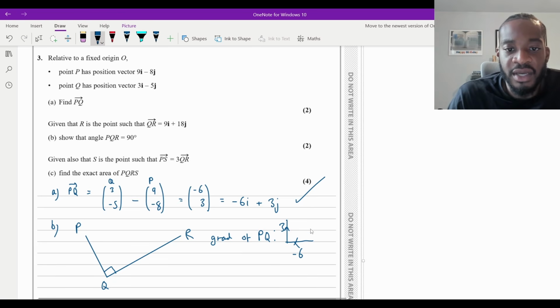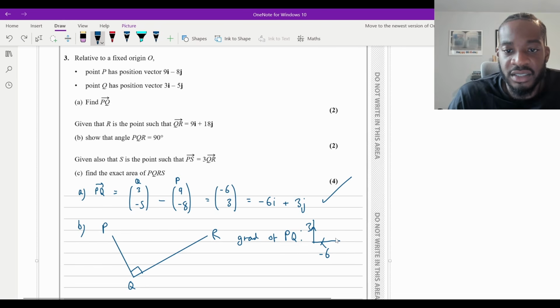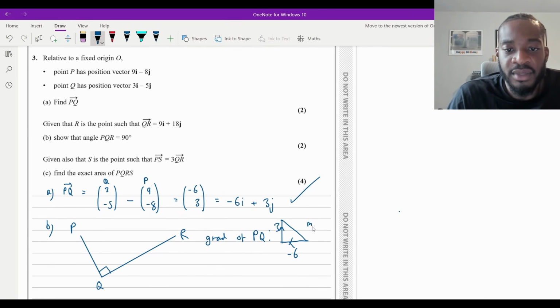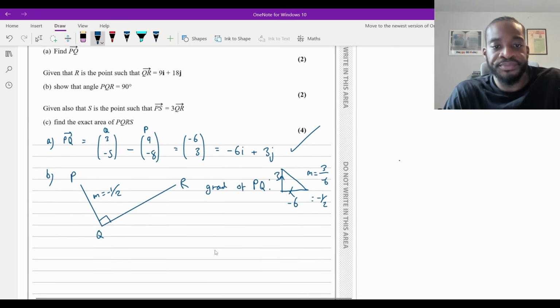So the gradient for this one here, this is PQ. 1 second, guys. Like that. That's better. So the gradient of PQ, I'll put m, is going to be the rise, which is 3, over the run, which is minus 6, which is equal to minus 1/2 if I simplify that. So that means that this gradient here is going to be minus 1/2. And then QR we're going to do.